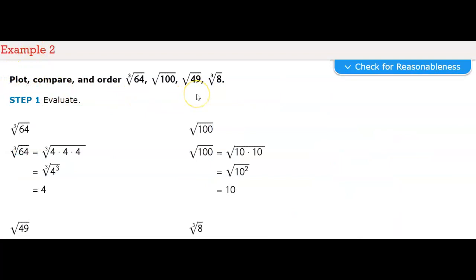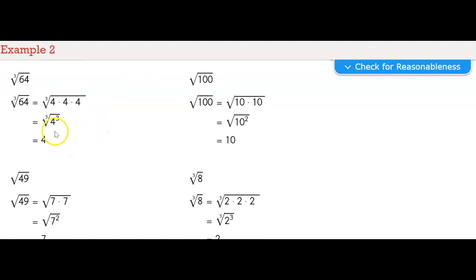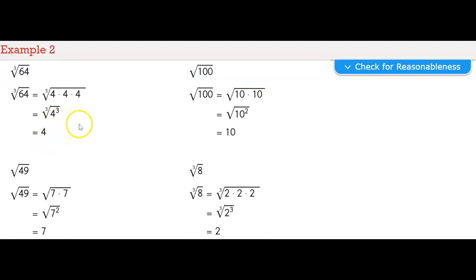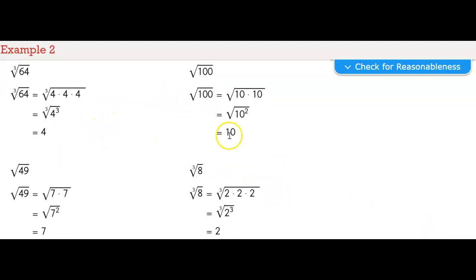Plot, compare, and order the cube root of 64, the square root of 100, the square root of 49, the cube root of 8. First, you would have to find or evaluate the square and cube roots of each number. So they've done that for us. And then you can order them. Plot, compare, and order them.